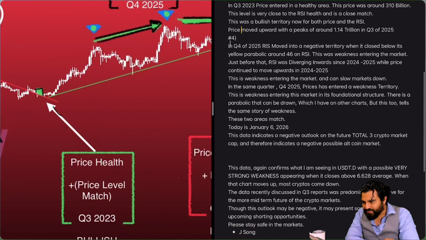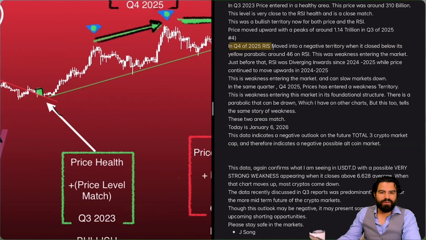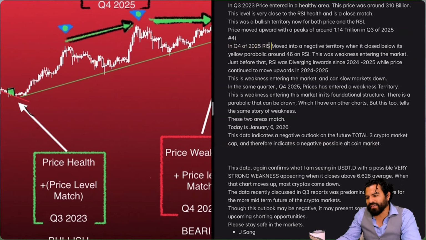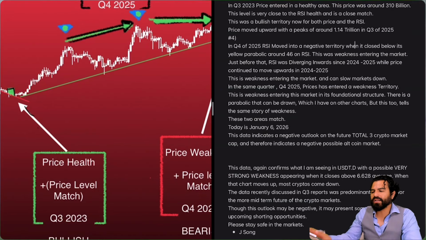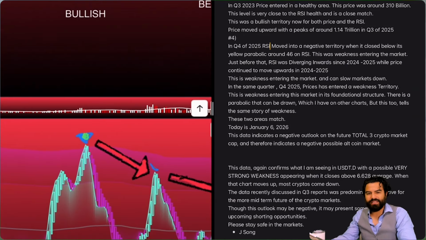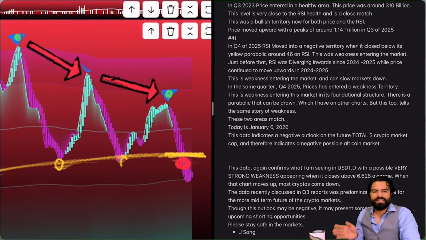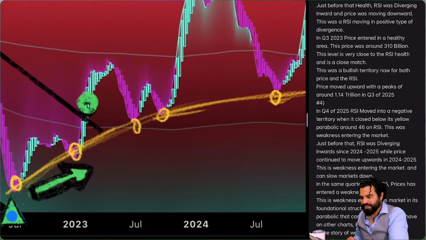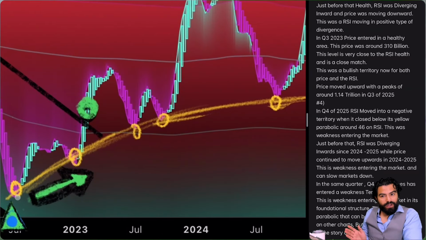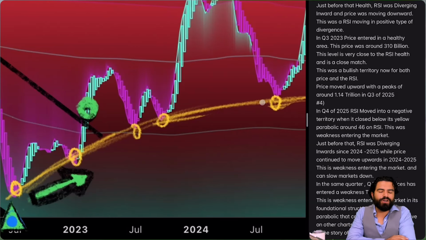Here we go. In quarter number 4, this is my report that I give you guys. RSI, what is this? RSI moved into a negative territory when it closed below its yellow parabolic around 46 on RSI. So don't ask me what the 46 means, but it's basically this, okay? So we have RSI doing this formation. So here's our foundational area. 1, 2, 3, 4, 5. They're all lined up in a row on this parabolic.